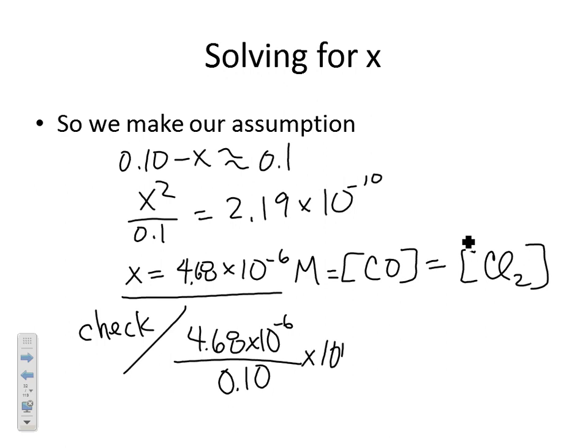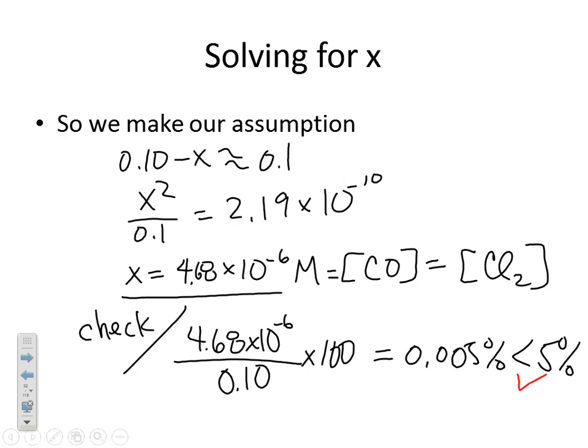So I'm multiplying this by 100 because it is percent. And when I do this, I get a very small number. I get something that's 0.005%, which is definitely less than the 5% that we're looking for. So you know what, this assumption is totally valid, and I'm good to stick with my answer. And that's how we do calculating concentration values when we're given a K value.